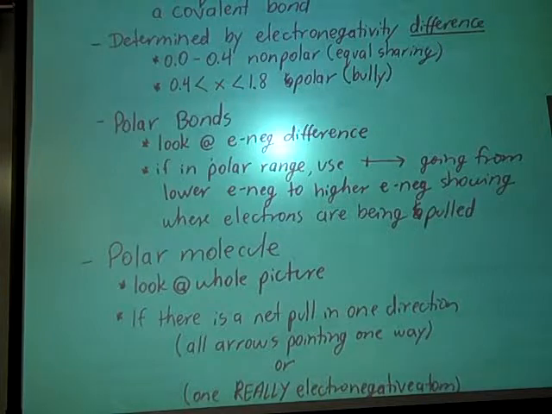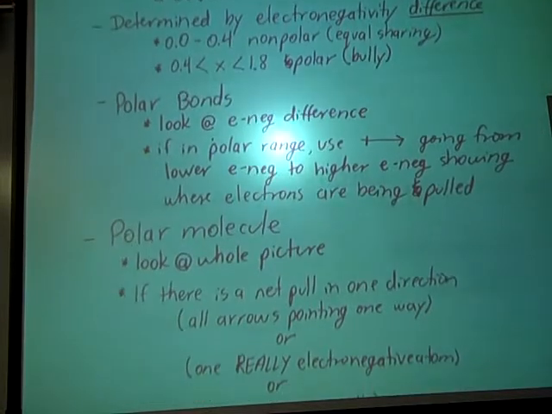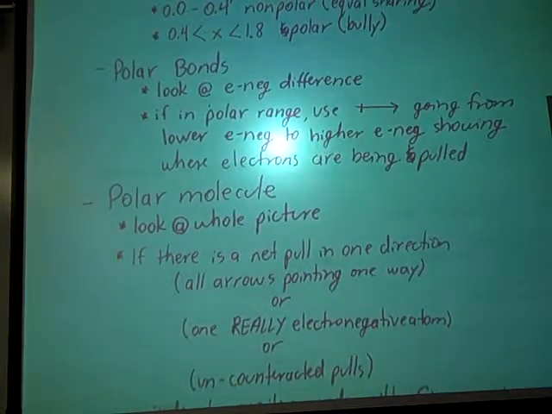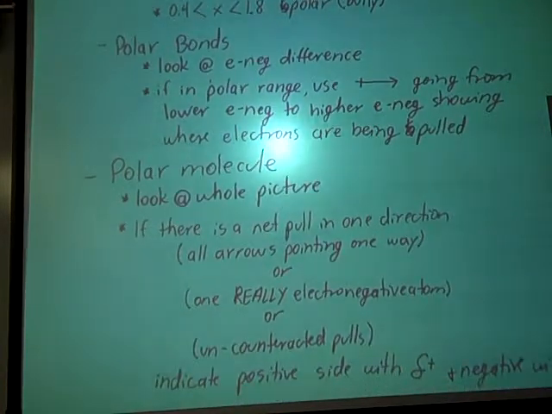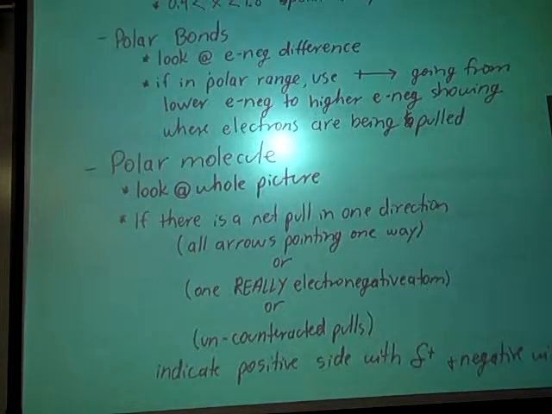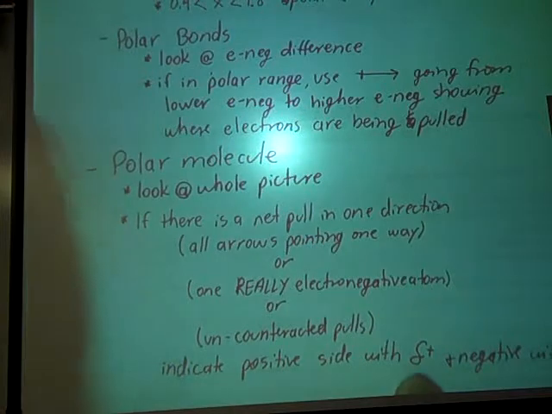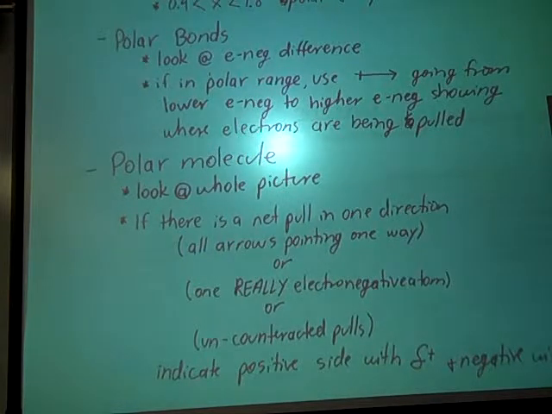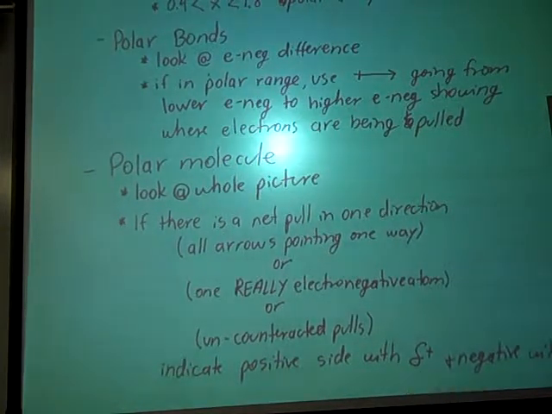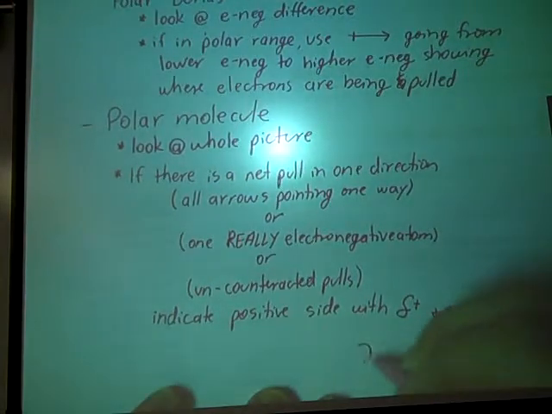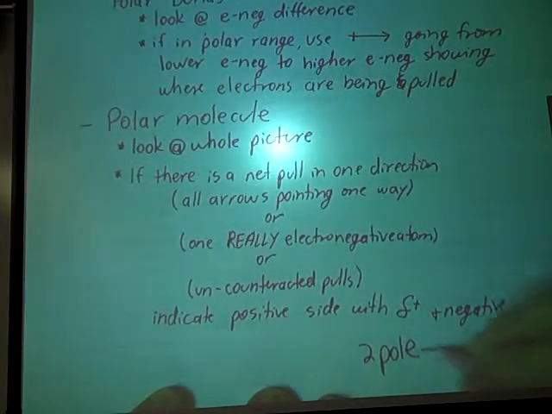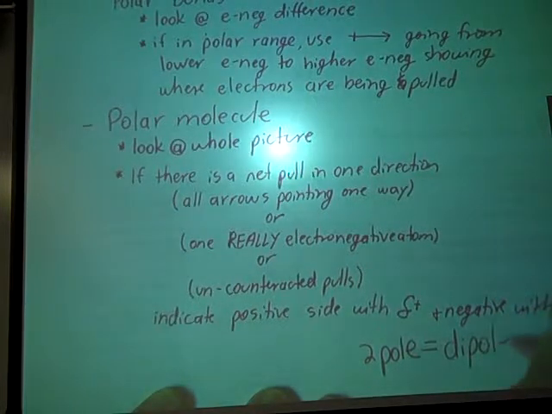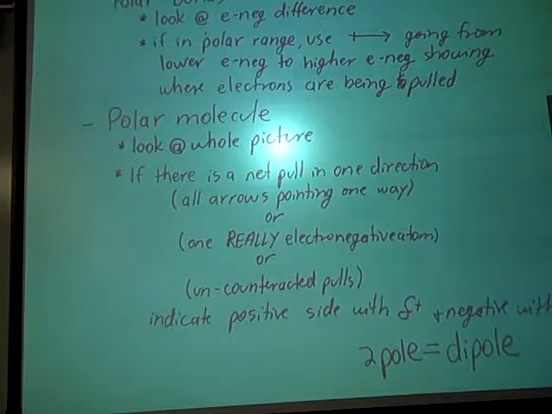Another example is when we have one really electronegative atom that's kind of hogging all of the toys. The third scenario is perhaps you have one pull that is uncounteracted. So again, somebody being a bully and hogging the electrons. Then that means your molecule is indeed polar, and we indicate the positive side with a lowercase delta and the plus, and the negative with a lowercase delta and the negative. Incidentally, any time that I can identify one side as positive and one side as negative, that gives me two poles, one positive and one negative, which is called a dipole. Di meaning two poles, positive and negative.